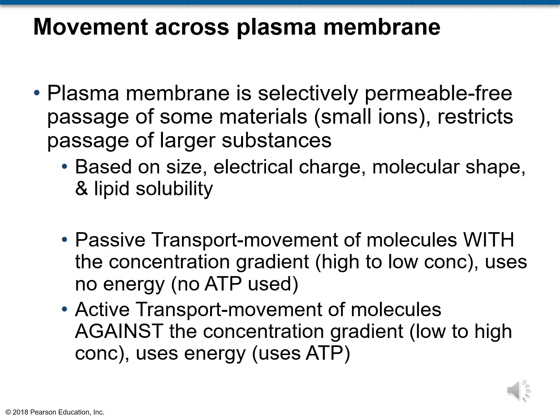To move materials into and out of the cell, we have 2 ways of doing this. We have passive transport, and this is when you are going to have a movement of molecules with the concentration gradient. That means going from a high to a low concentration, and this will use no energy. No ATP will be used at all. Active transport is the movement of molecules against the concentration gradient, going from low to high, and this will use ATP. We do both in our cells.